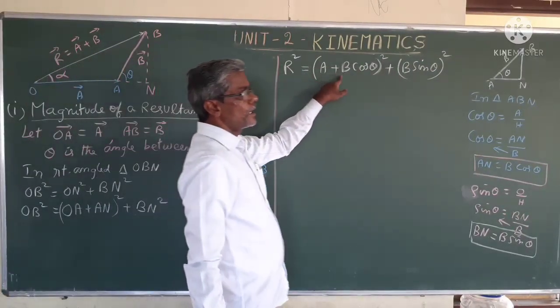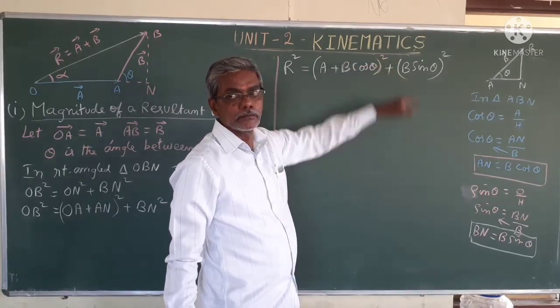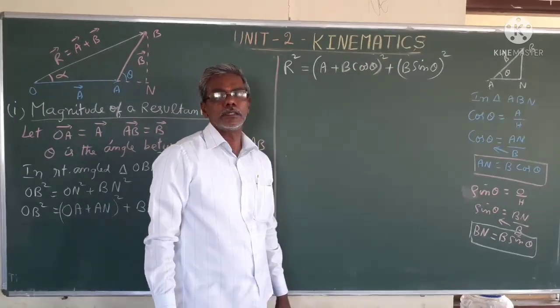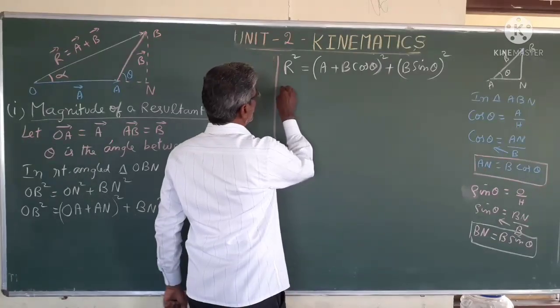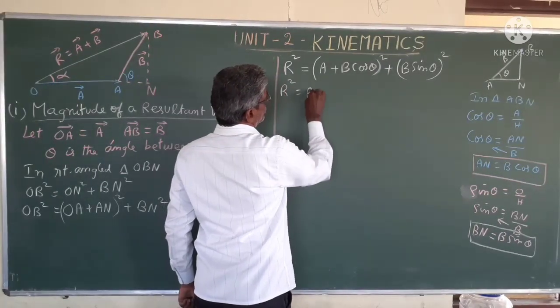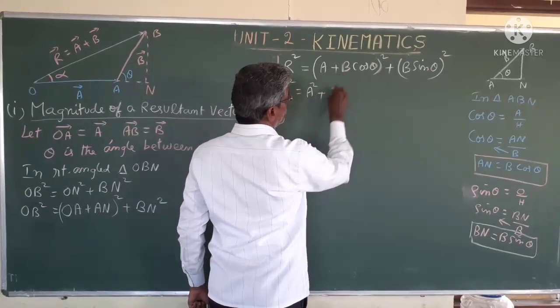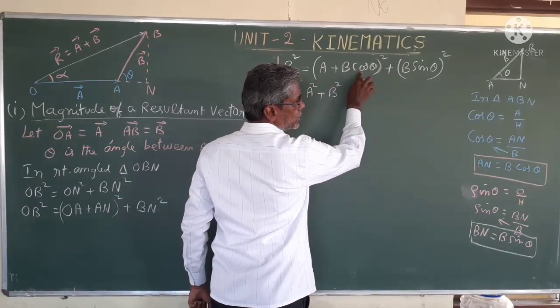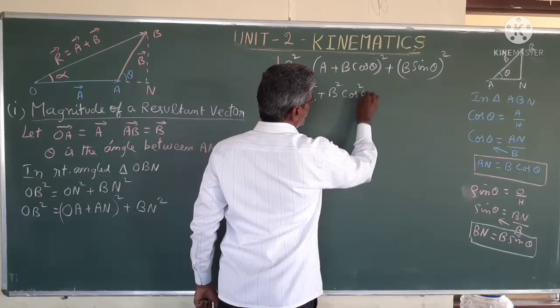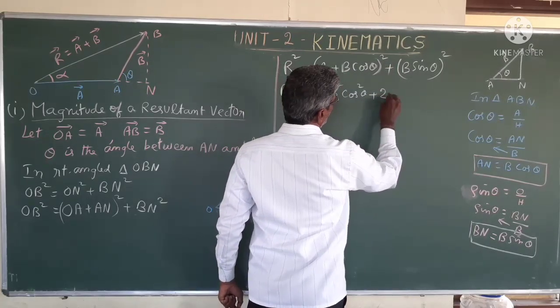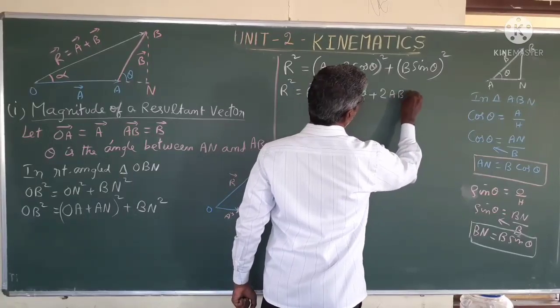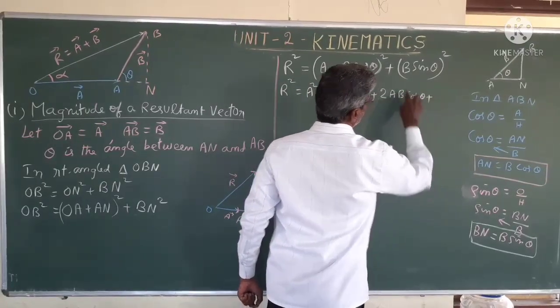Now this one, A plus B whole square formula. A plus B whole square formula is what? A square plus B square plus 2AB. So I can write R square equal to A square, plus B square cos square theta, plus 2AB, plus square is what?